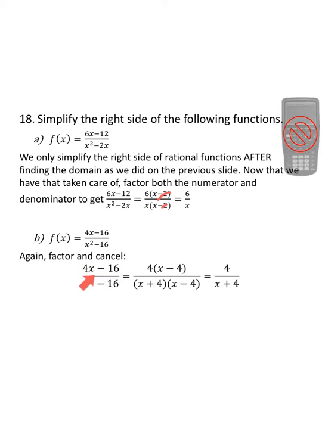4x minus 16, they have a 4 in common. When I take out the 4, I'm left with x minus 4. X squared minus 16, we already saw, simplifies into the difference of squares. And x minus 4 in the numerator will cancel with the x minus 4 in the denominator, leaving 4 over x plus 4 as our simplified version of the right-hand side of this particular function. Factor and cancel. Anytime you're simplifying a rational expression, factor and cancel.